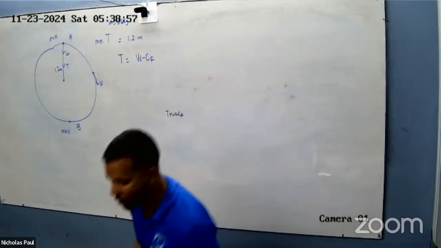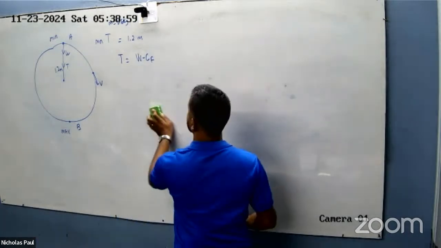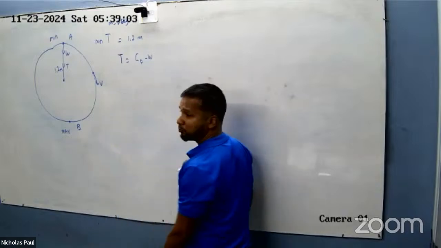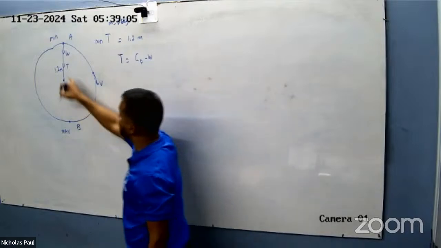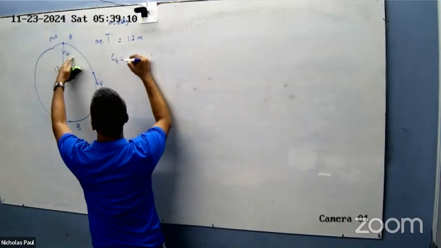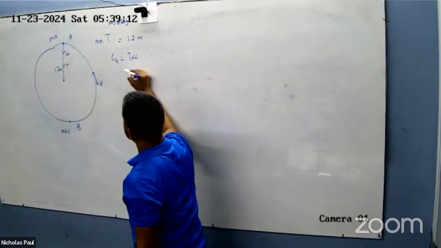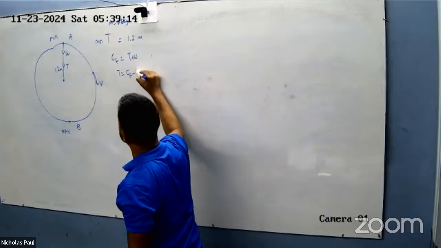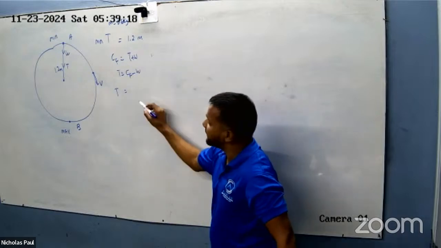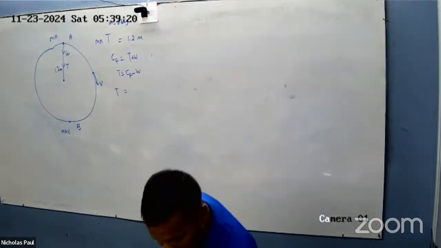The other way around, right, Claudia? It's centripetal force minus weight, right? Remember that centripetal force is tension plus weight. So therefore, tension is centripetal force minus weight.